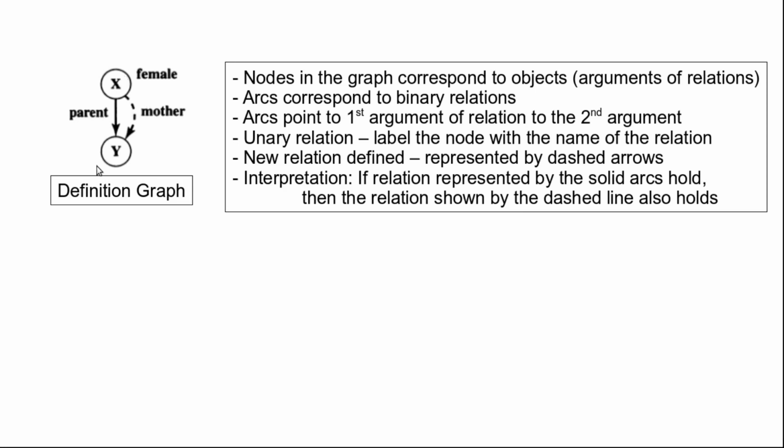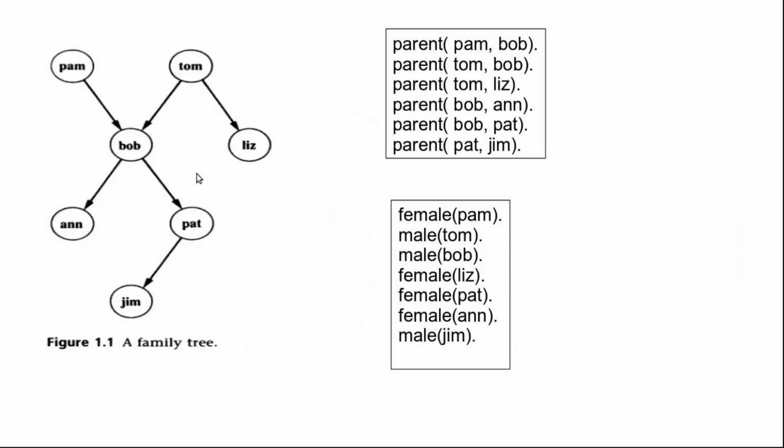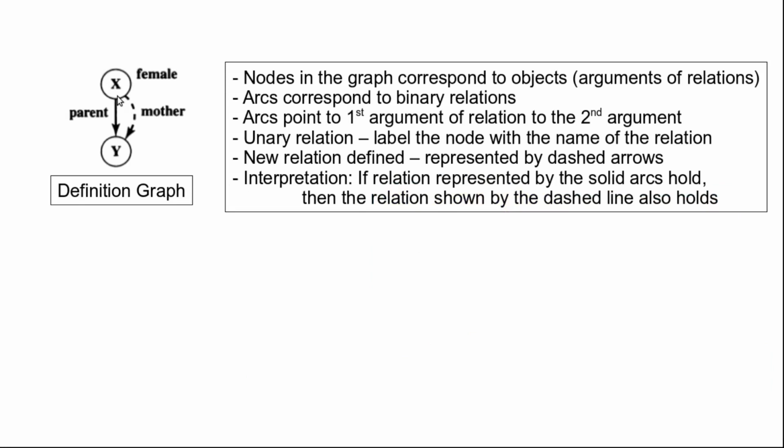In a definition graph, you have nodes and you have arcs, and the nodes correspond to objects. For example, we have objects like Pam, Bob, and so on. These nodes can represent objects, or we may use variables which are placeholders for the objects. And the arcs represent binary relations. For example, if I have an arc from x to y, it represents the binary relation parent, and it says x is the parent of y. The node where the arc originates is the first argument, and where the arc ends is the second argument. So this is how a binary relation is represented.